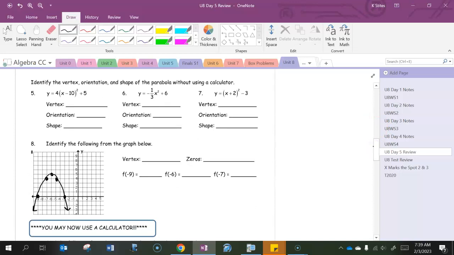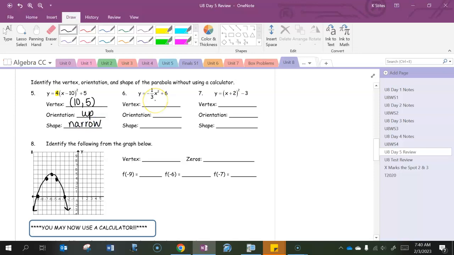All right, so now I should be able to figure out my vertex, orientation, and shape of the parabola without using a calculator. Again, vertex, you're going to change the sign inside with the x, keep the y coordinate the same. Your orientation and your shape both have to do with your A value. Since this is a positive, we are opening up, and since it's more than 1, this is narrow.